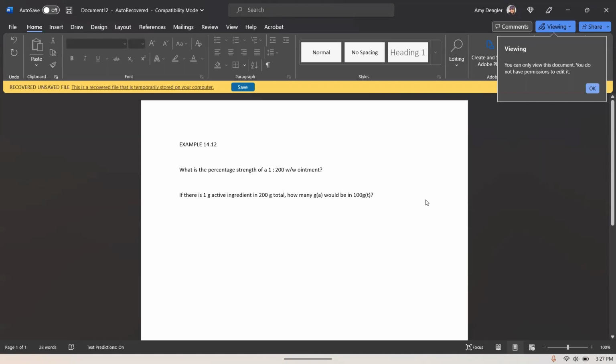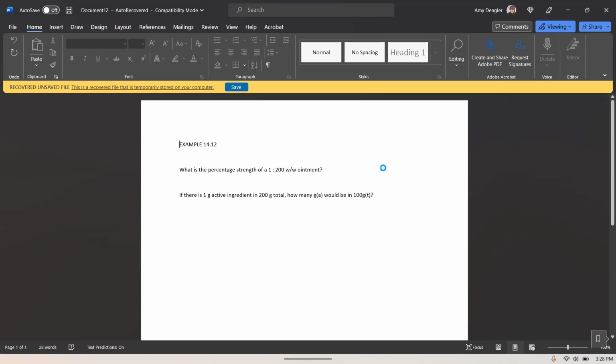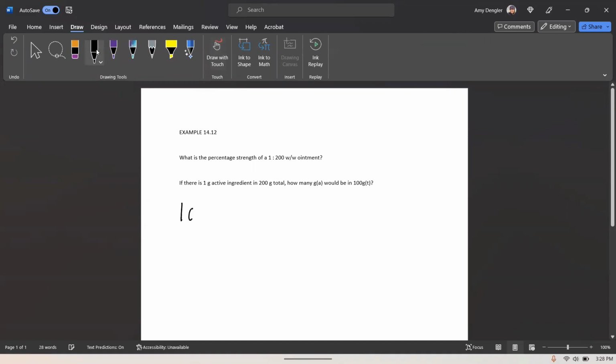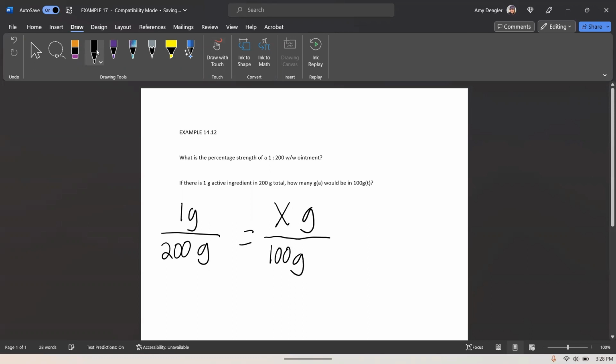Well, what is the percent strength of a 1 to 200 ointment? If there is 1 gram of active ingredient and 200 grams of total, how many grams would be in 100 grams? So this is weight, meaning we're going to have grams on all 4 sides. So on one side of our proportion, we're going to put the strength using that ratio. So 1 gram over 200 grams. Because there's 1 gram of active ingredient, 200 total, and we want to know how many grams would be in 100 grams. And then this grams would be our X.